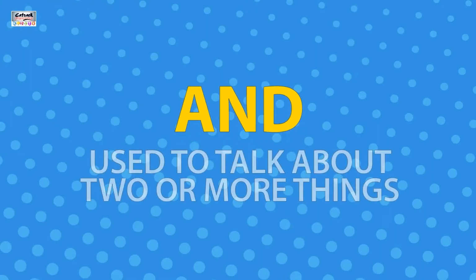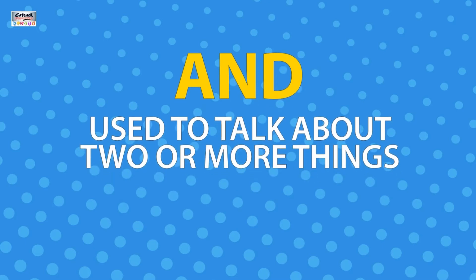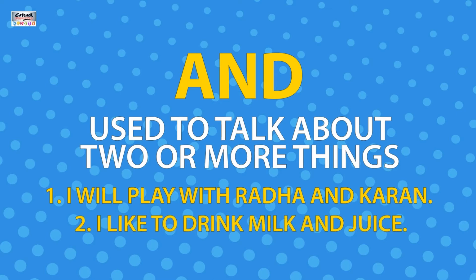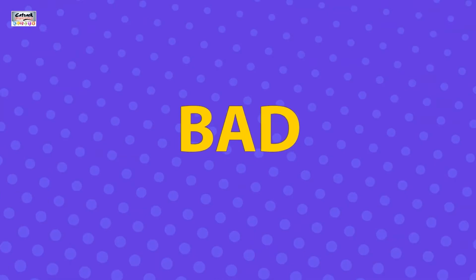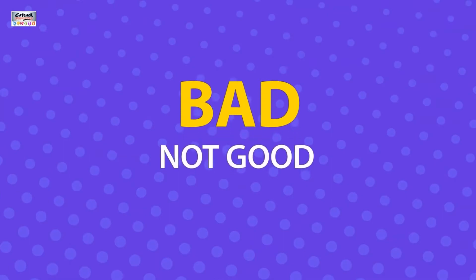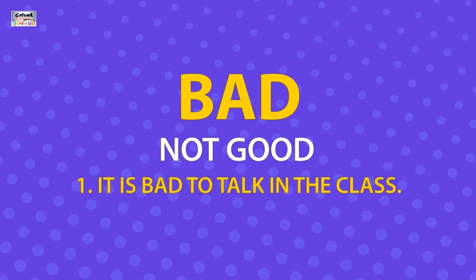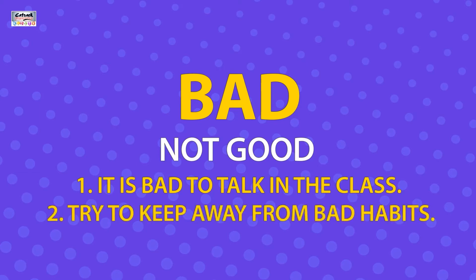"And" is used to talk about 2 or more things. Example sentences. Number 1, I will play with Radha and Karan. Number 2, I like to drink milk and juice. Bad means not good. Example sentences. Number 1, it is bad to talk in the class. Number 2, try to keep away from bad habits.